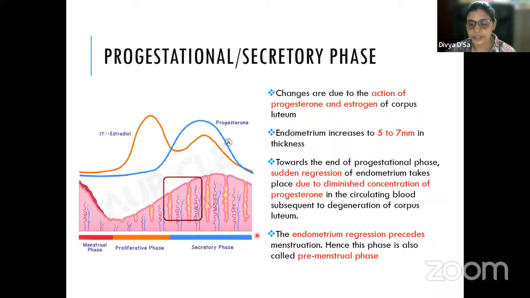So the endometrial regression basically precedes the menstruation. When the endometrium regresses, menstruation occurs. So this phase is also known as the premenstrual phase. These are the things which happen in the secretory phase. The secretory phase is mainly because of progesterone and a small amount of estrogens. The endometrium will increase in thickness, and towards the end of the phase, because of the degeneration of the corpus luteum, there is withdrawal of progesterone, and because of that, there is sudden regression of the endometrium. And then it is shed.